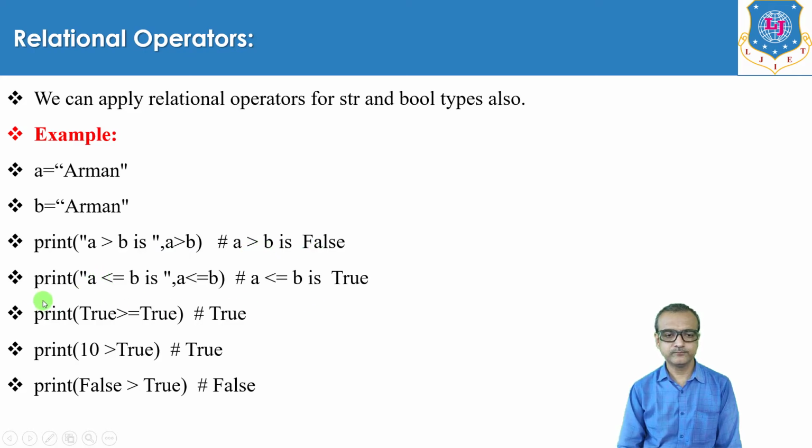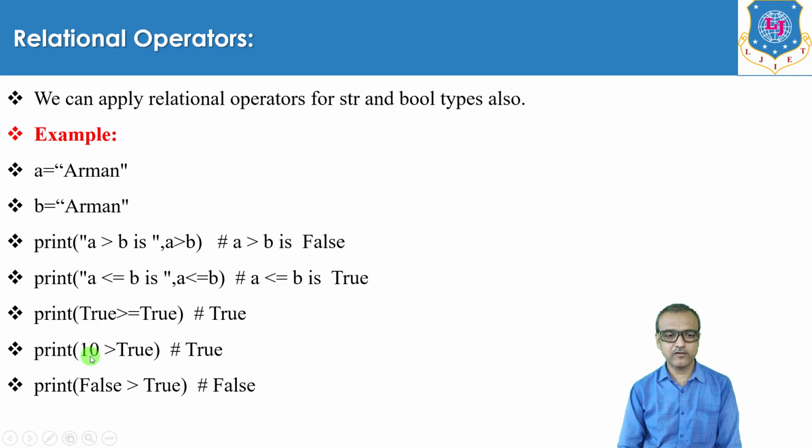Now print a less than or equals to b. It will check whether Arman is less than or equals to Arman or not. Definitely Arman equals Arman, so the output is true. Now print true greater than or equals to true. See, true means 1, and again here the value is 1. So 1 is greater than or equals to 1. Definitely 1 is equals to 1, so the output of this print statement is true.